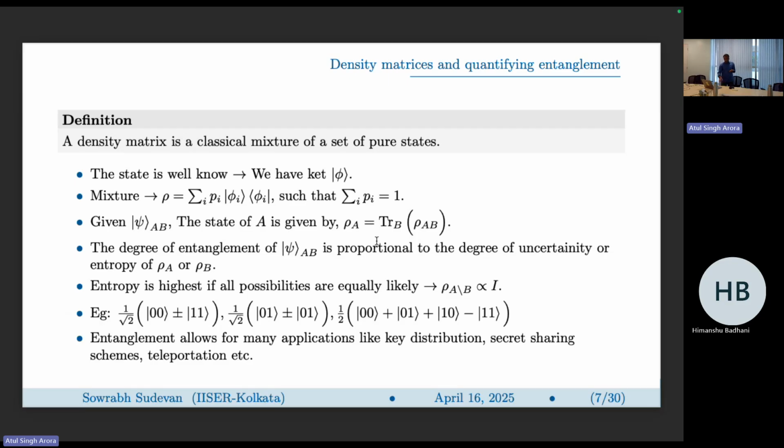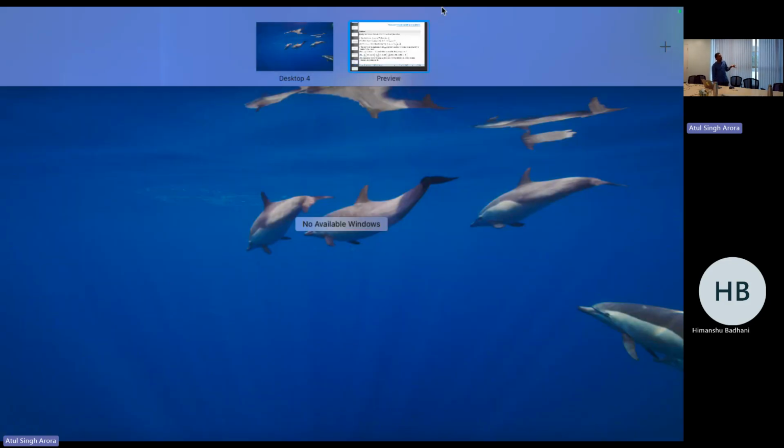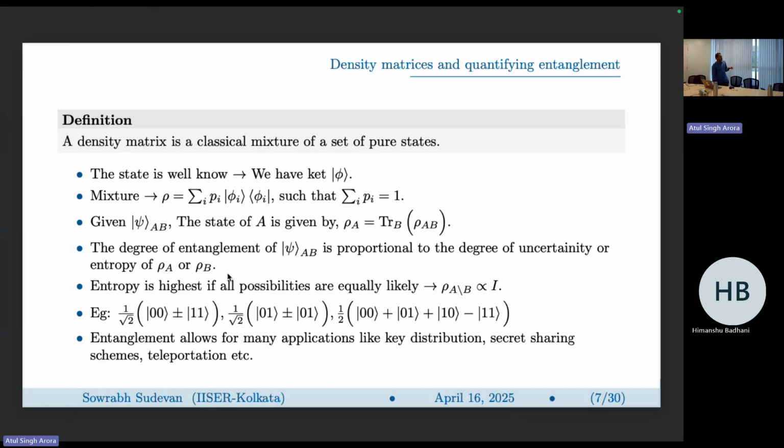So if psi AB is entangled, then the reduced description of one of the objects will be some probability distribution over the different possibilities. And the entropy of this probability distribution, how spread out this probability distribution is, is what we define as the degree of entanglement. The entropy is the highest if all possibilities are equally likely, which corresponds to this reduced density matrix being proportional to the identity matrix.